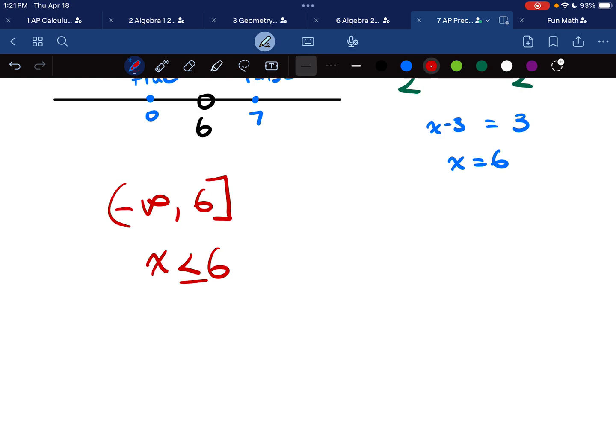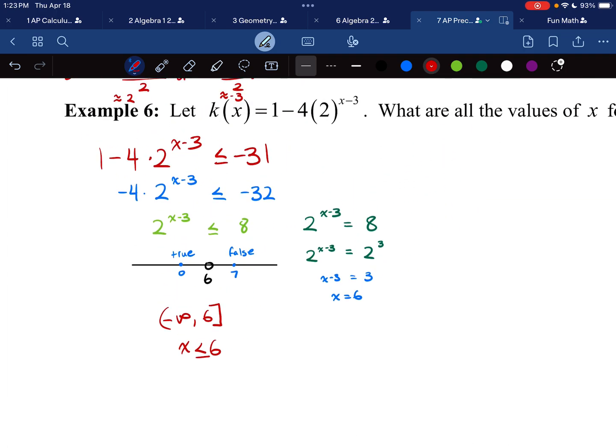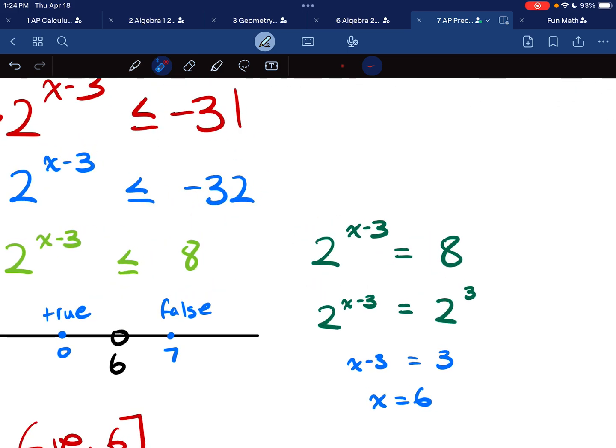Let's go ahead and check. Oh, answer key says I got it backwards. Let's go and find our mistake. Oh, and there it is. So when I divided by a negative, anytime that you multiply or divide by a negative, what happens to that sign? It needs to switch. This needed to be switched. So that is the mistake.